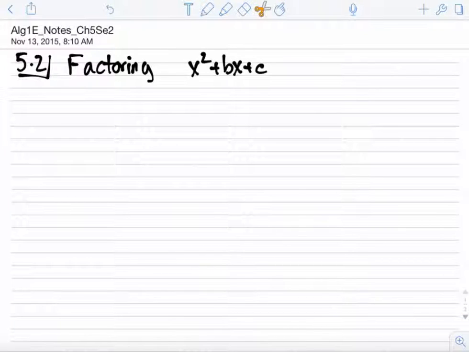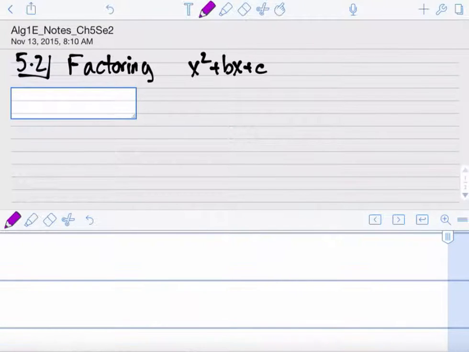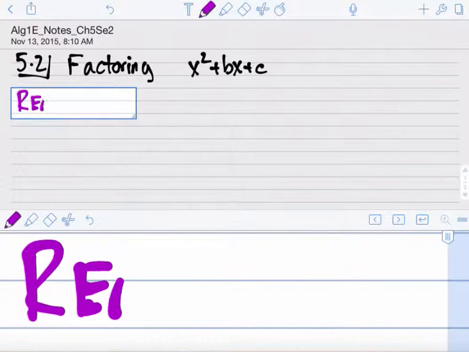Okay, these are your notes for Chapter 5, Section 2. It's about factoring. In particular, we're going to factor things that look like this: x squared plus bx plus c. Alright, so let's remind ourselves what FOIL is.